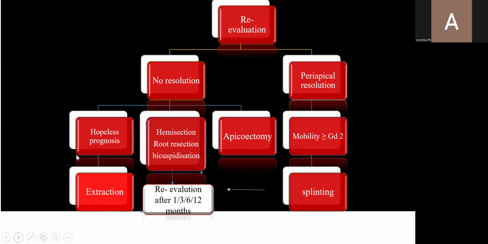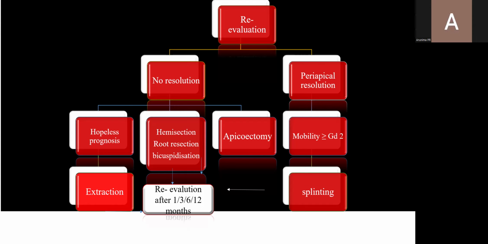And during the evaluation, which is very, very important, if there is no resolution, go ahead with the decision. If it is a hopeless prognosis, go for extraction. And if there is no resolution, again, you have the choice of hemisection, root resection, or bicuspidization. And if you're choosing root resective surgical options, again, you have to go for a reevaluation after 1, 3, 6, 12 months. And in some conditions, you can even think about going for an apexectomy.